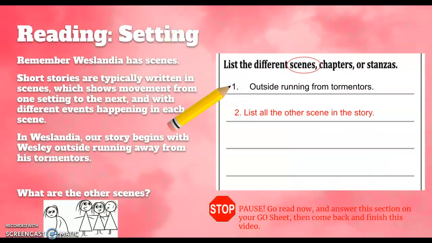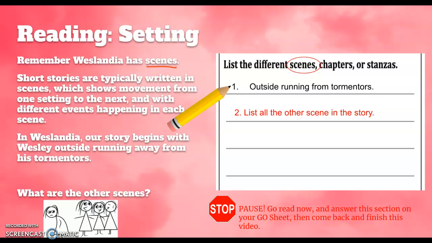All right, guys, so we're going to continue on with setting. So in setting, another aspect of setting is scenes. Scenes is like multiple settings. So usually in a story, the story doesn't just happen in one spot. It kind of moves from place to place in the story. I want you to think about that with Westlandia. Where does the story begin? Where does it end? Where does it go in the middle? So I know from my own memory, thinking about Westlandia, that the story started with Wesley running down the sidewalk being chased by his tormentors.